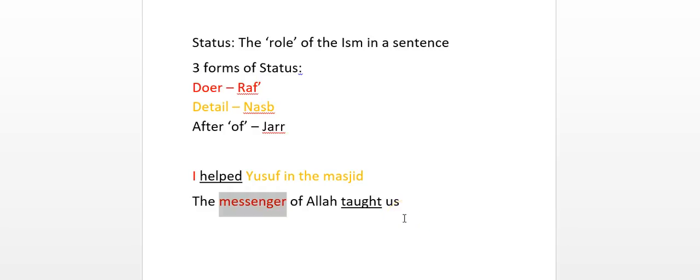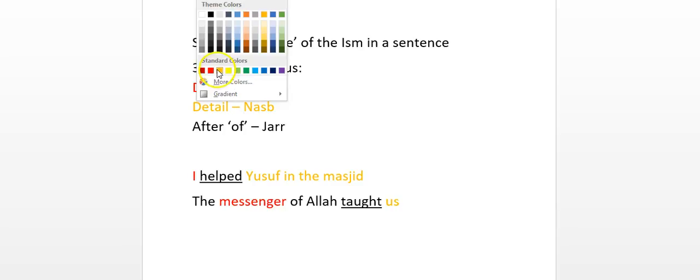Now, the way to identify this, as you must have come across in class as well, and it's in your homework also, is that you try to turn them into questions to better identify if it's going to be a doer or if it's going to be a detail. For example, going back to the messenger, if I say who taught, I'm asking for the doer, so the answer was messenger. Then the question behind us would be, who did the messenger teach? The messenger taught us. So that gives us the detail. Let me color that in orange again.